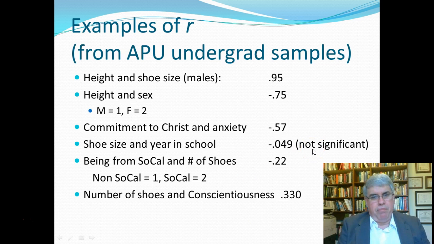Now here are some examples of R from APU undergrad samples. If we were to look at just males, the correlation between height and shoe size is really high. It's 0.95. If we know the height of a male, we can pretty much guess their shoe size. Now we might be off a little bit because shoe sizes vary a little bit, and there are some people who should wear right in between a 10.5 and 11, so sometimes we'll get a 10.5 and be a little too small, and 11 will be a little too big.